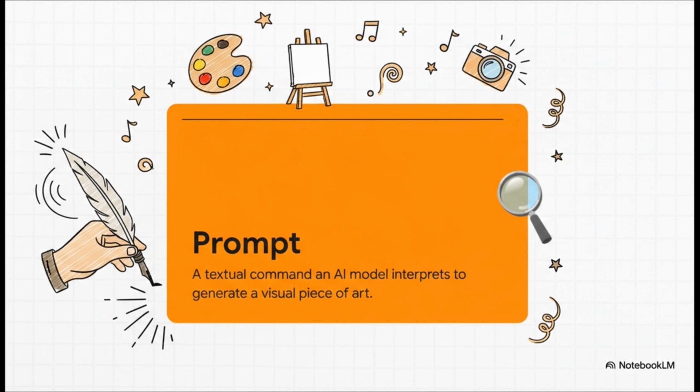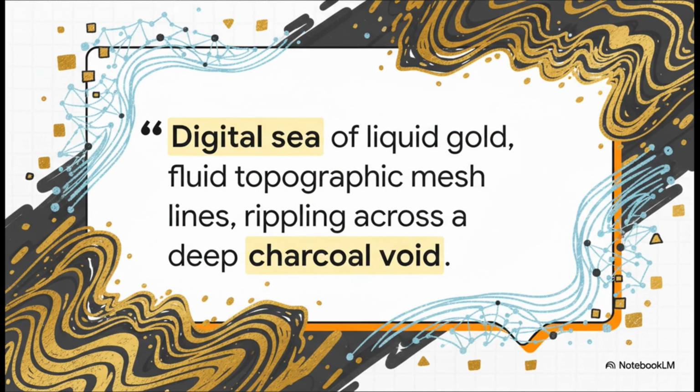So what if you could create these just by describing the mood, the texture, the lighting, all of it, just with text? I mean, just take a look at these words. This isn't your average search term, right? This is way more descriptive, it's evocative: a digital sea of liquid gold, rippling across a deep charcoal void. This is the actual instruction, the exact prompt that was used to create one of the images we just saw.